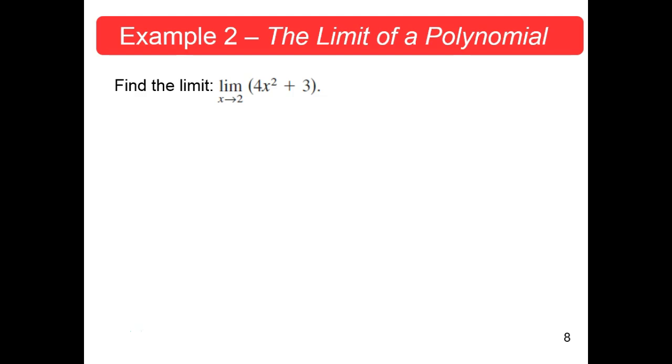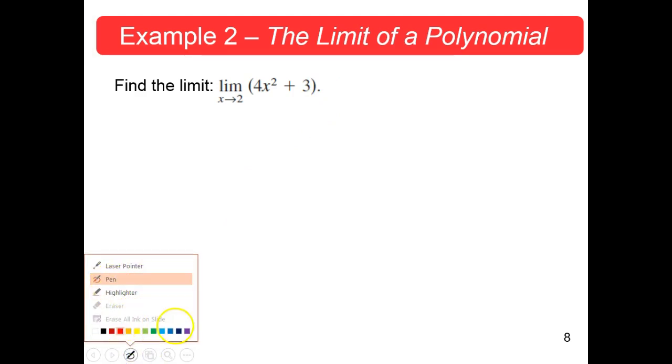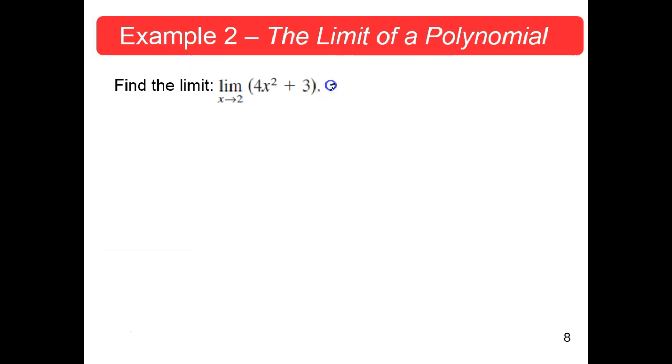Now, I bet you they're going to drag it out in gory detail. But if you want to do it simple, you can. What would you do? Plug it in. I like it. Y'all have been influenced by somebody. And what would that give you? 19. You got it. 4 times 2 squared, 2 squared is 4, 4 times 4 is 16, plus 3 is 19. Done.